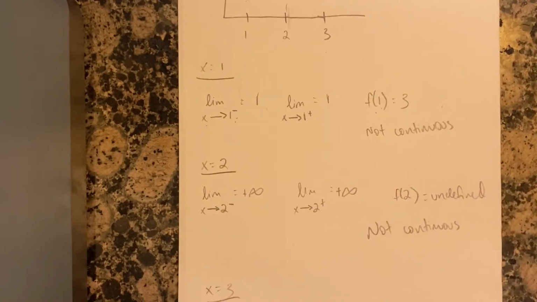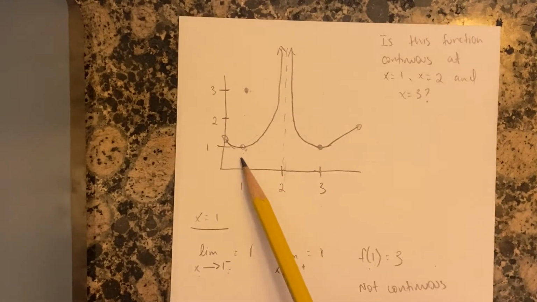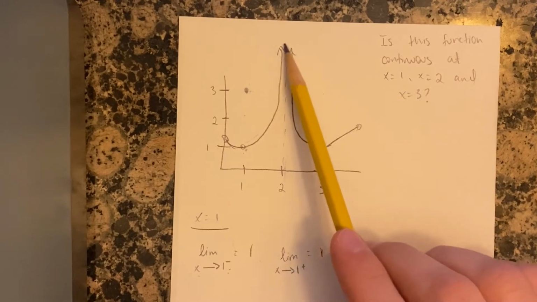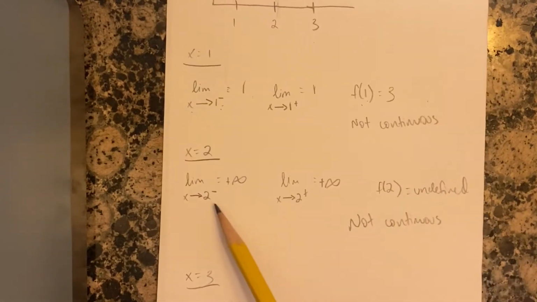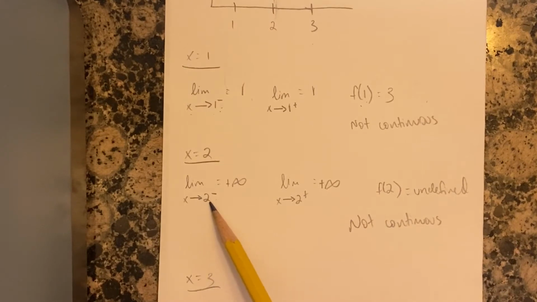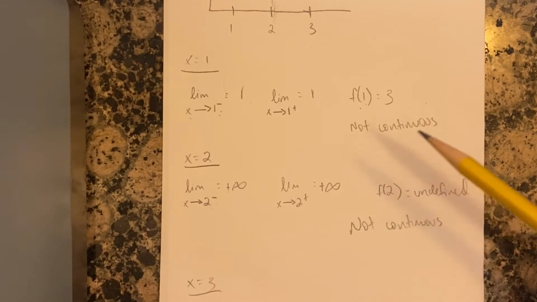Looking at x equals 2, we have to test the limit as x approaches 2 from the left. So as we move from left to right, we see that our function approaches infinity as marked by these arrows here. So we can say that the limit as x approaches 2 from the left is equal to positive infinity because it goes on forever and ever.